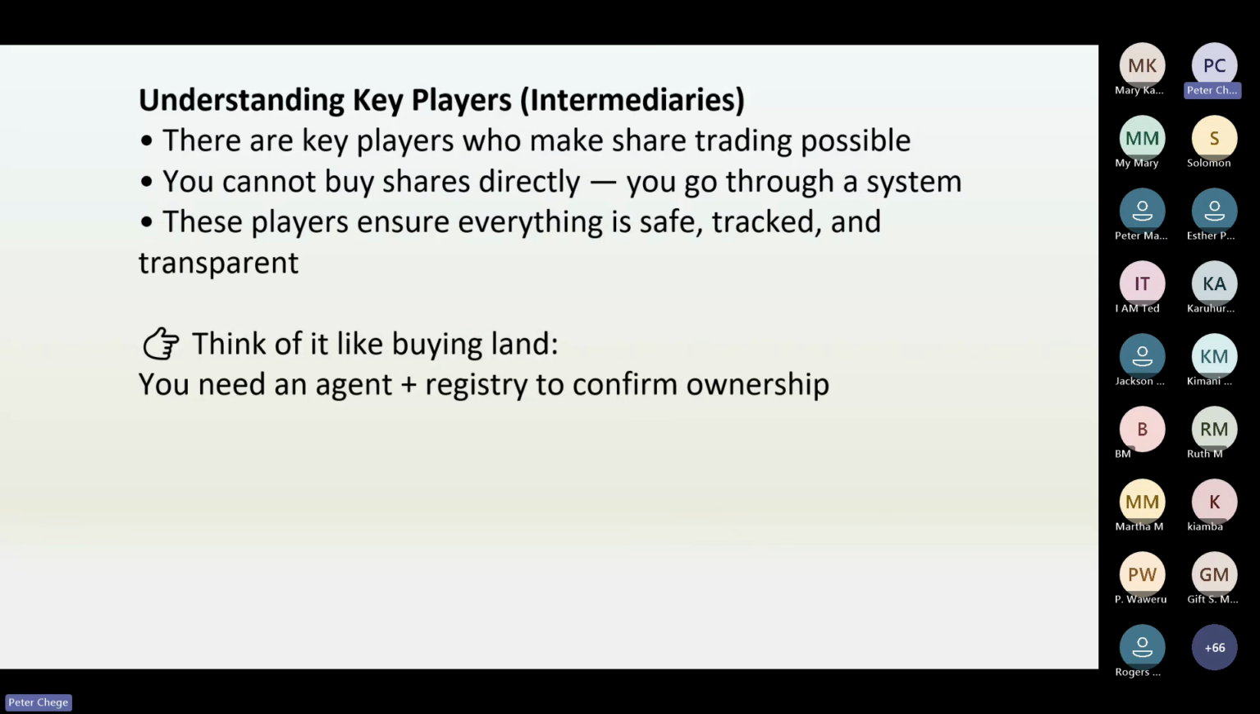So an agent, a trusted person, who can give you all the information you need, help you fill the documents, transfer ownership and everything. And also a registry where now you need to confirm, the agent has told me this land belongs to this person. Does it actually belong to them? And when I want to buy, I will also be added into that registry.